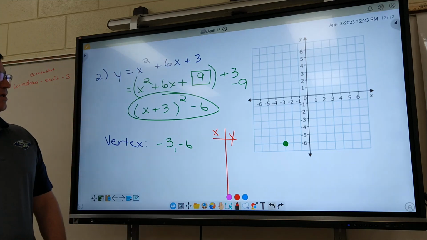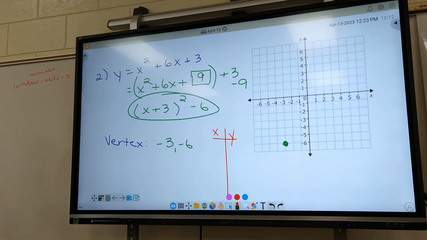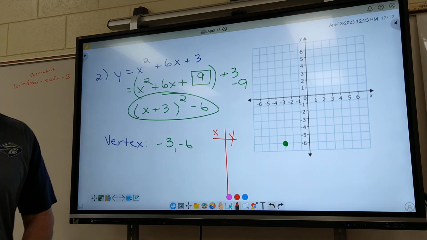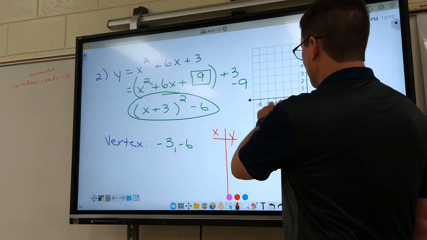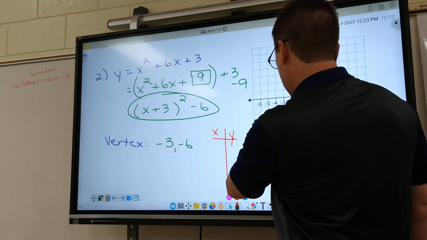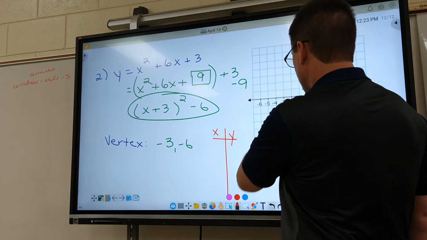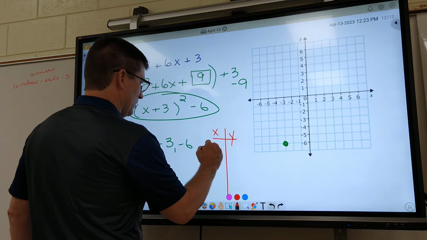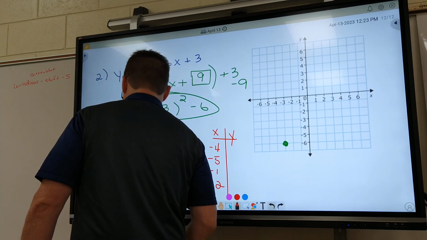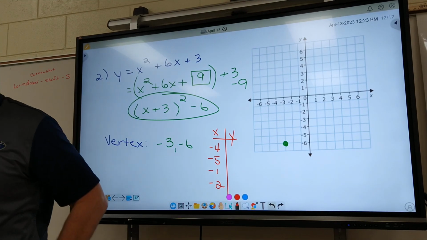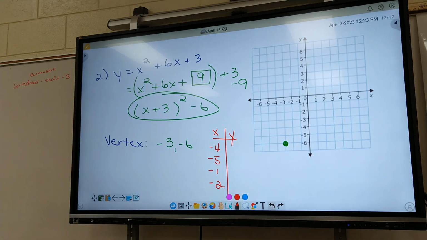Last step, we got to plug in 4 points. So, Jaden, how do we pick our 4 points we're going to plug in? Let me show you. You see my vertex? 2 on the left, -4, -5. 2 on the right, -1 and -2. All right, plug them in your calculator, get your 4 answers, and graph it.